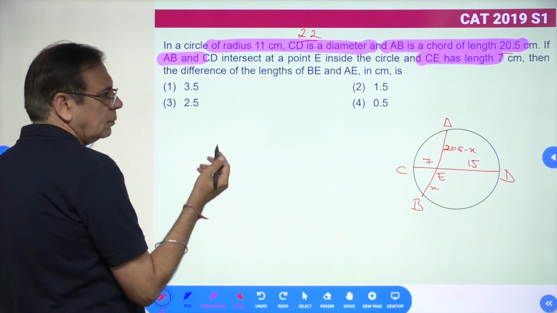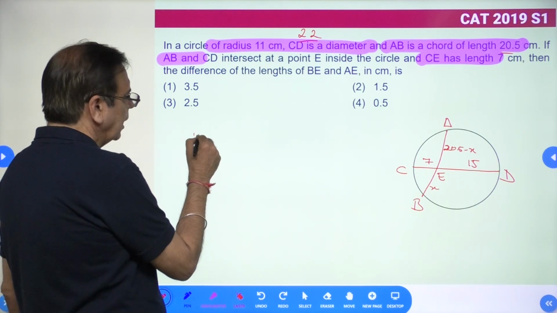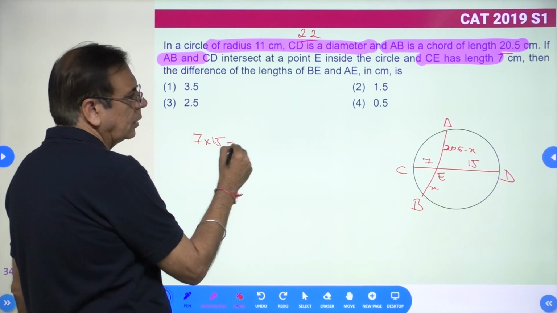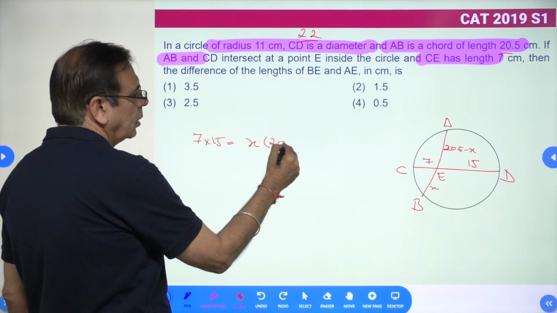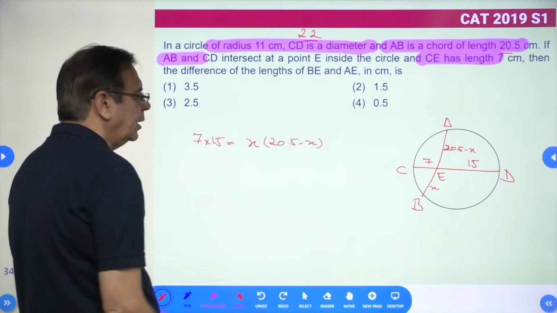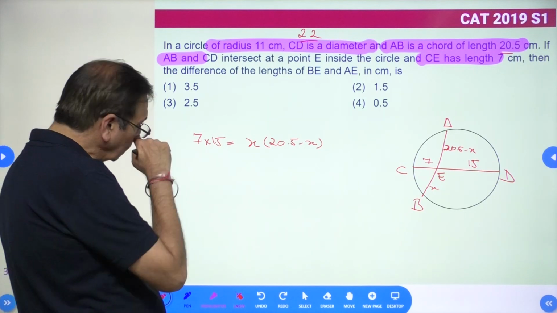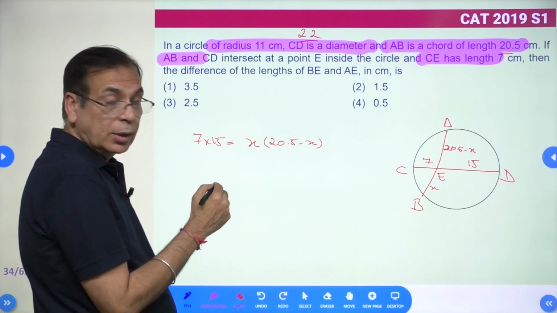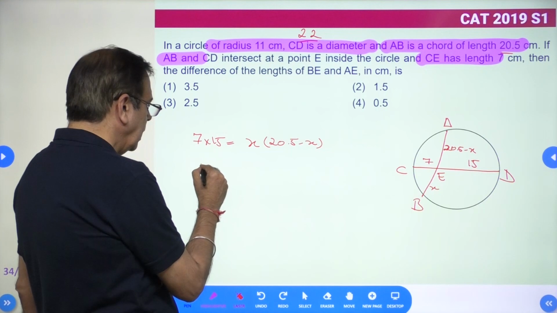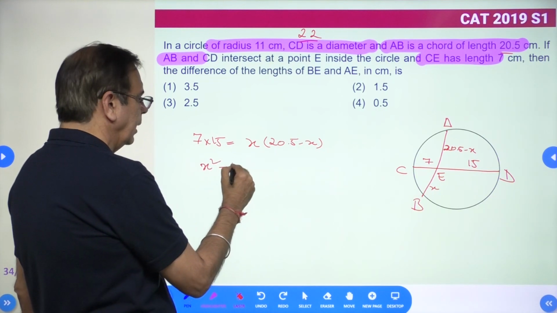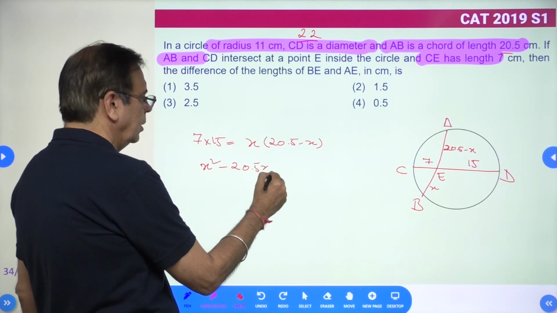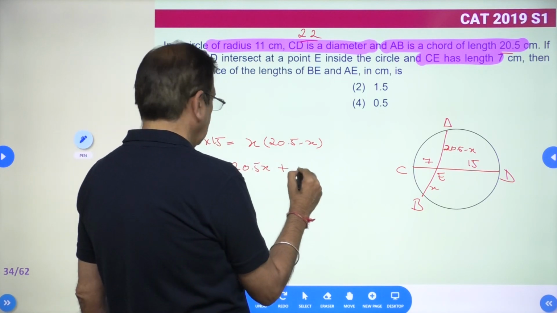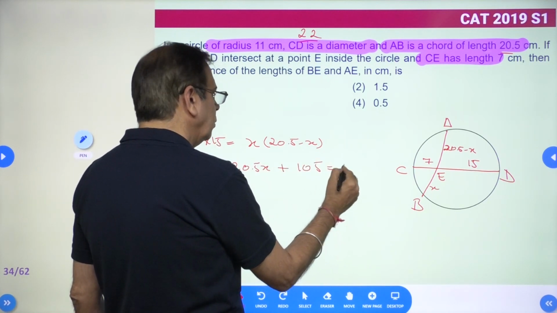Okay. So what do we get? 7 into 15 should be equal to x into 20.5 minus x. Okay. So what is 7 into 15? 105. 15 into 7 is 105. So we can say x square minus 20.5x plus 105 is equal to 0.